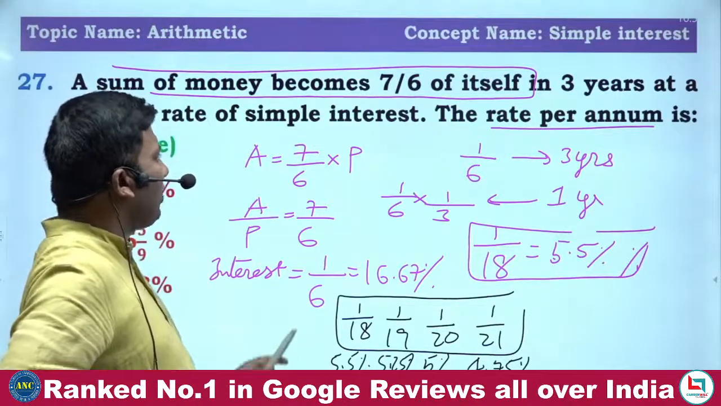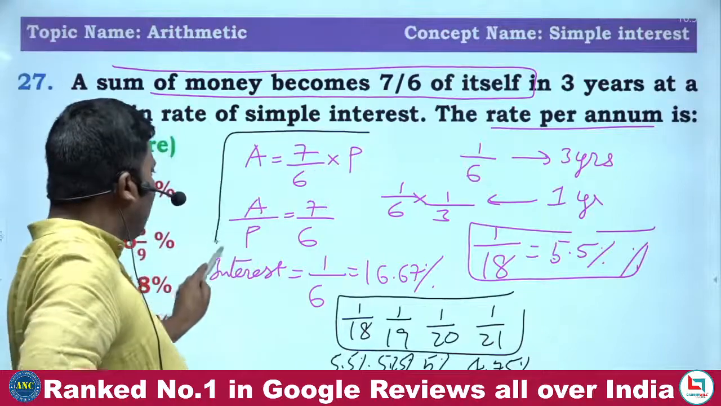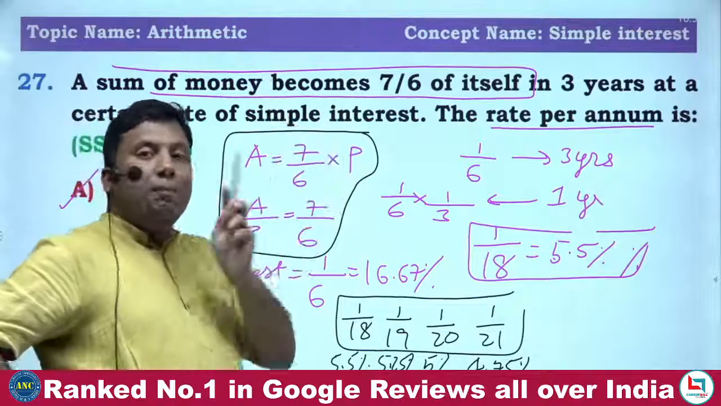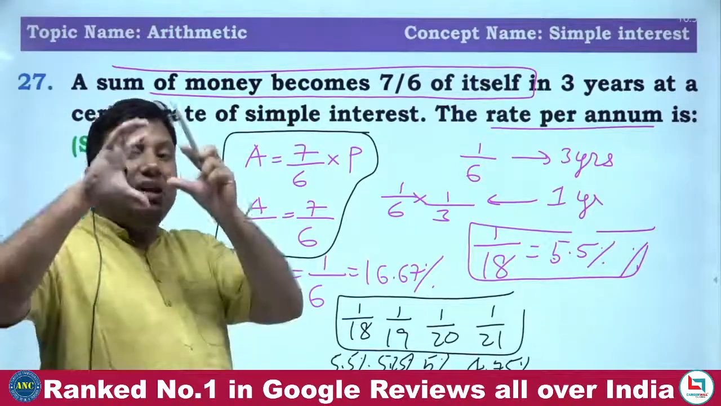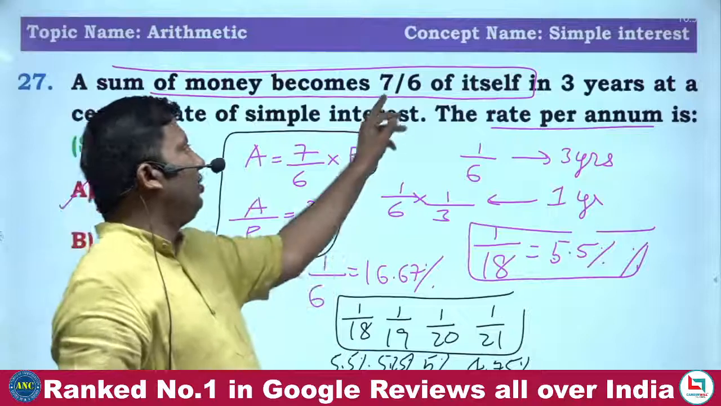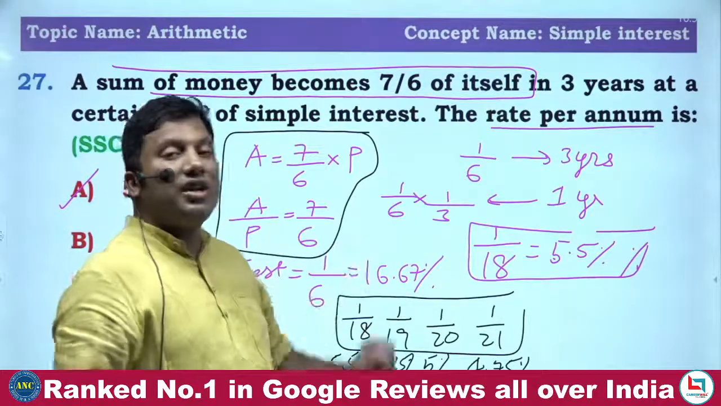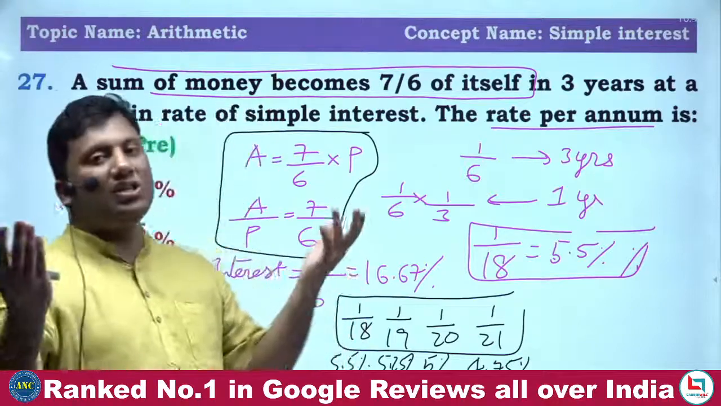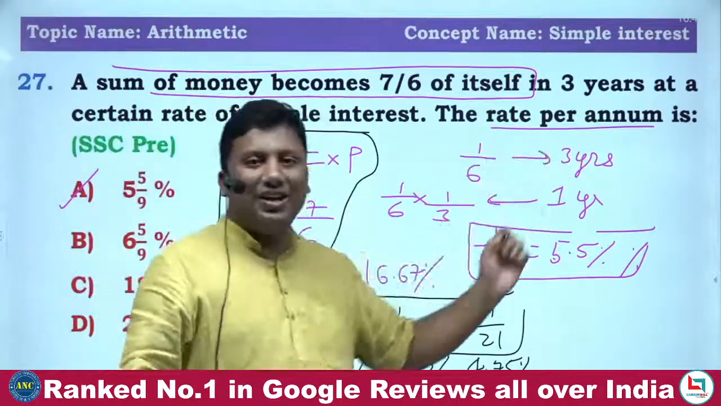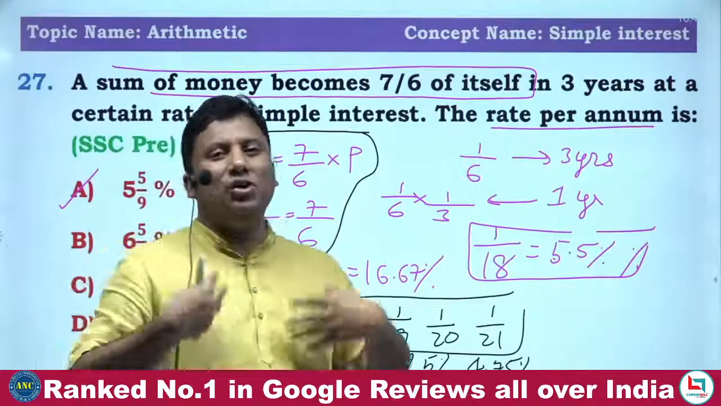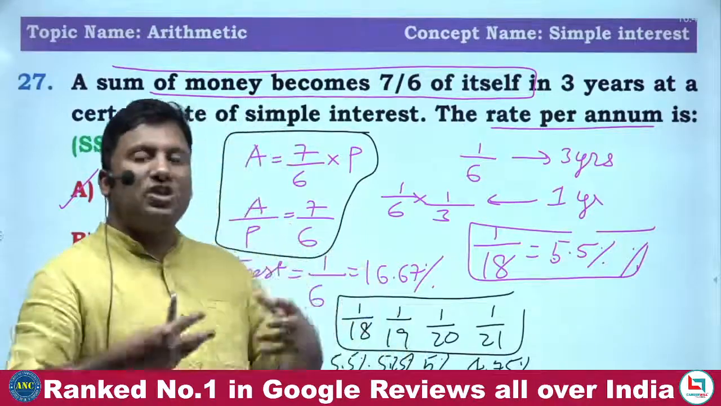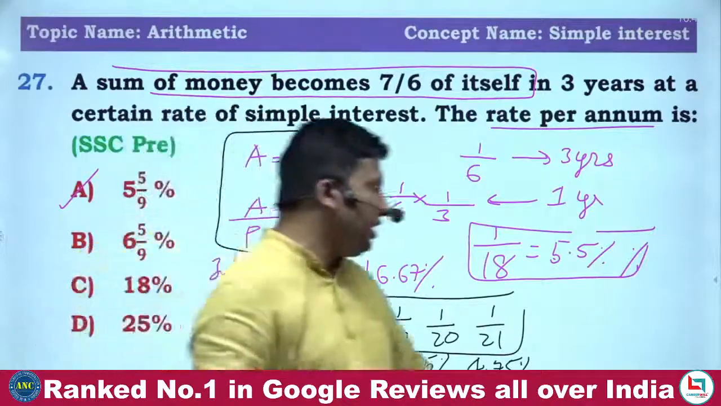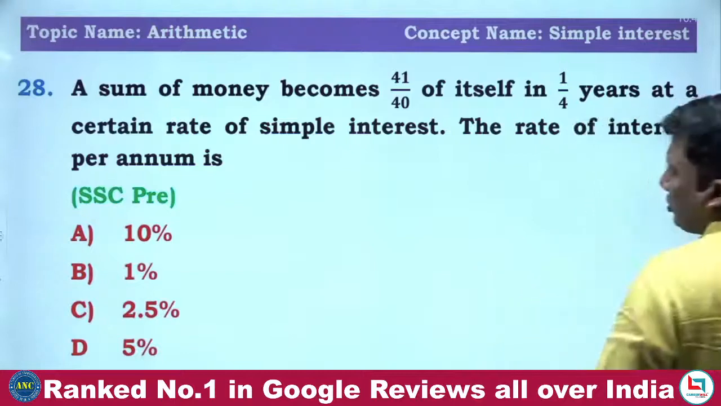Very, very easy question. Instead of these, you can avoid writing them also. A certain sum of money becomes 7 by 6 of itself. Denominator is always the initial value. I took 6 rupees. After 3 years, I gave 7 rupees. How much extra did I give? 1 rupee on 6 rupees in 3 years. Directly you can write it. The minute you keep writing the amount and principal, you are forgetting the basic fundamental of percentage increase and percentage decrease.